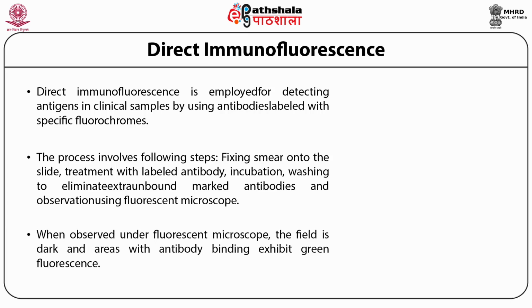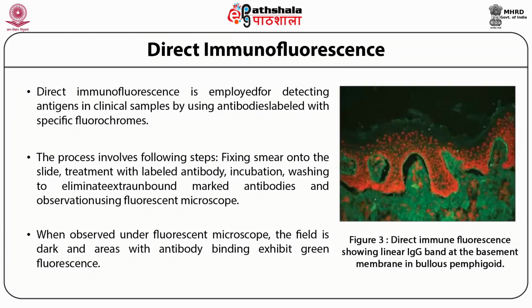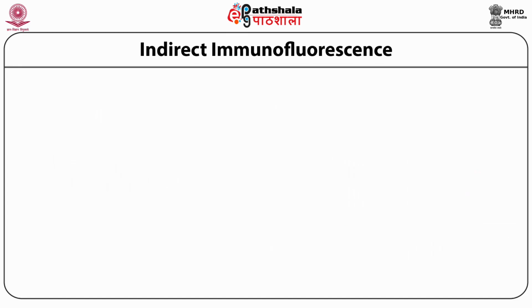When observed under fluorescent microscope, the field is dark and areas with antibody binding exhibit green fluorescence. The figure also shows the direct immunofluorescence having a linear IgG band at the basement membrane in bullous pemphigoid. We will now take up the indirect immunofluorescence.